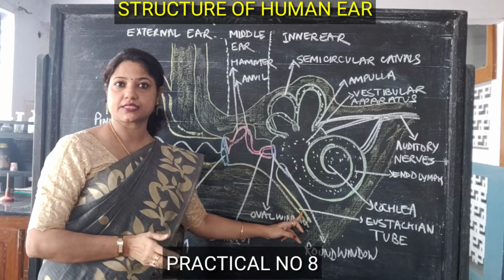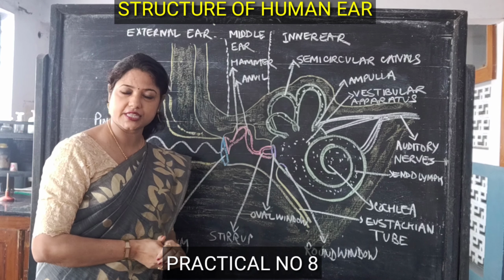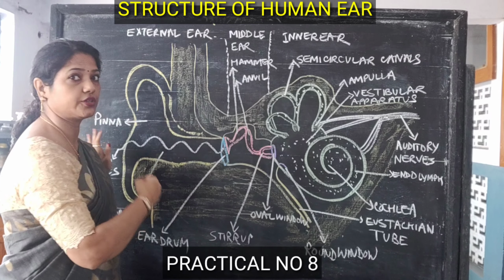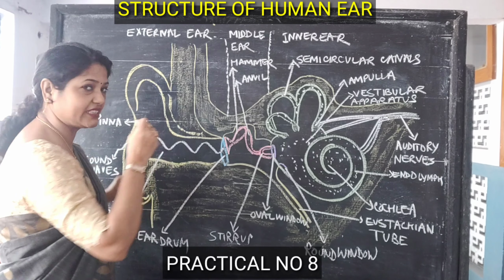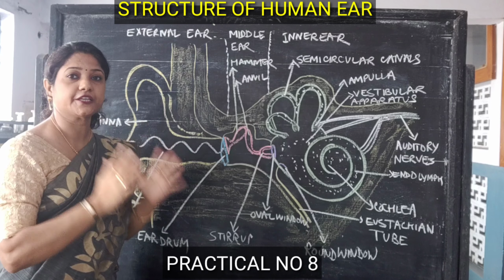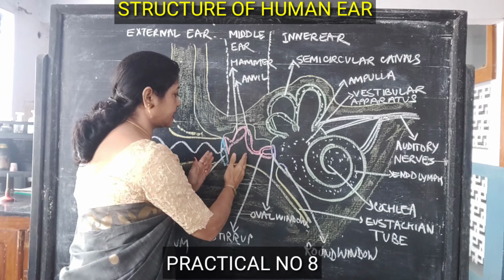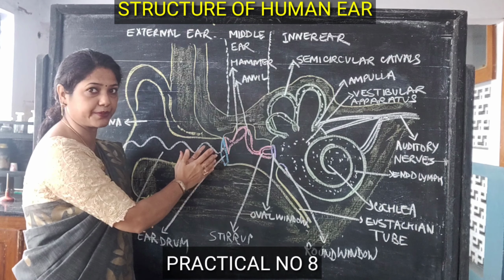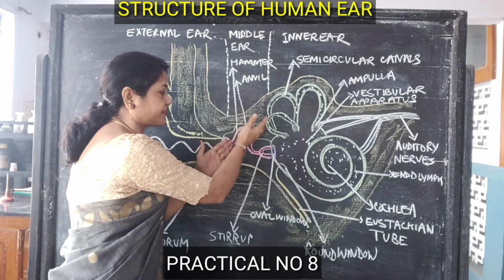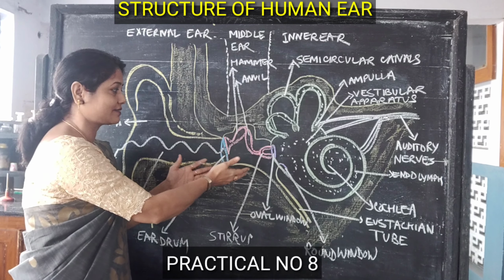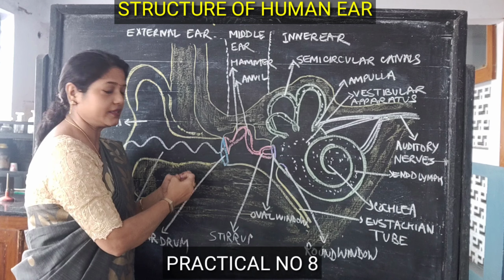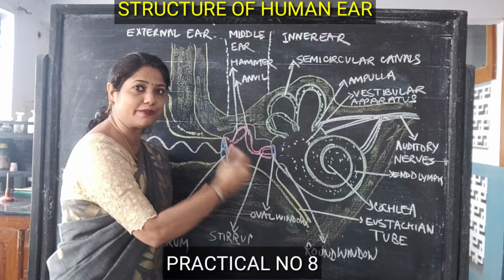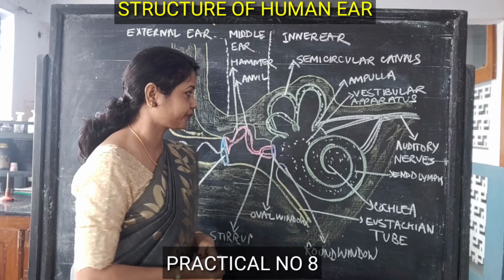There is a tube which is called the eustachian tube. What is the function of this eustachian tube? This eustachian tube is connected to the throat of our body. It maintains equal air pressure on both sides of the tympanic membrane. When the sound hits the tympanic membrane and the vibrations are transferred to the ear ossicles, the air pressure should be equal on both sides of the tympanic membrane, and that is maintained by the eustachian tube.